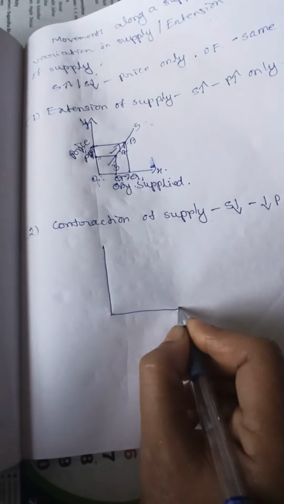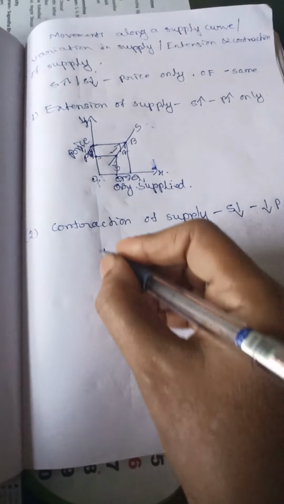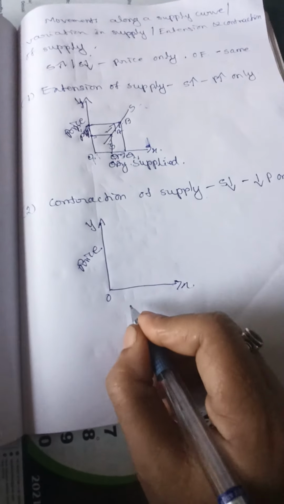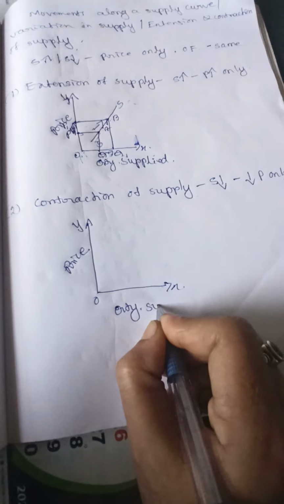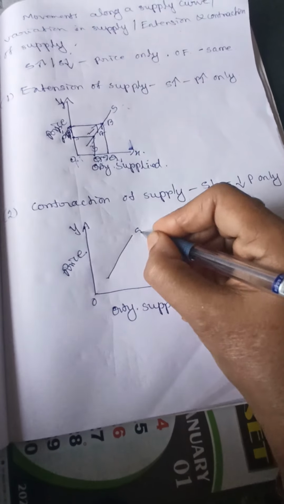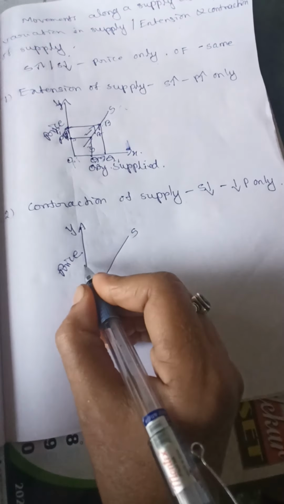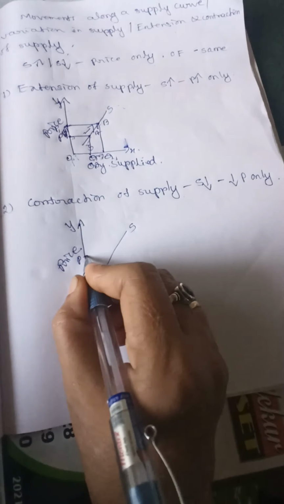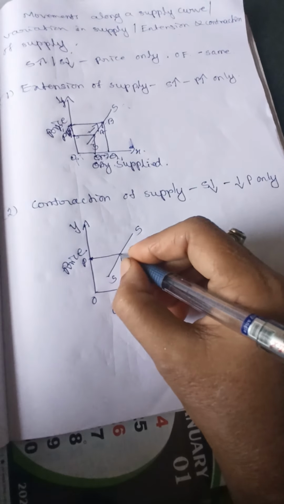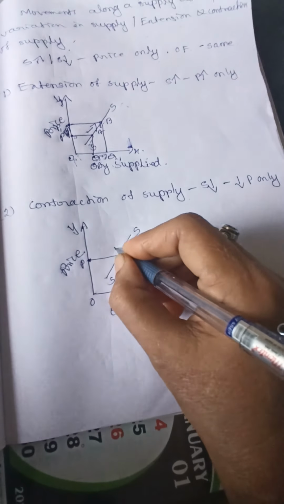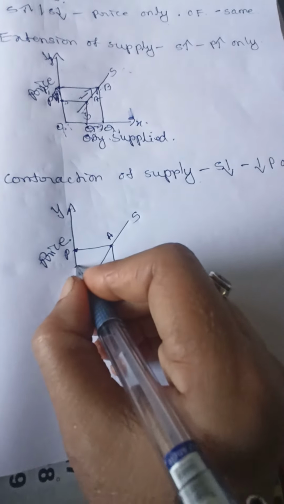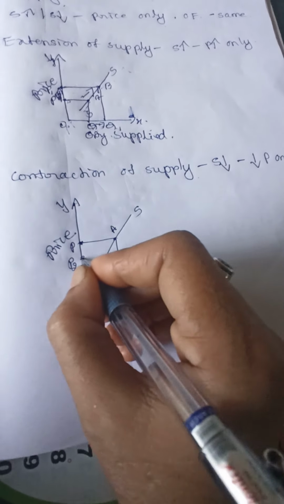First you have to mark the axis and label it. This is the price and this is quantity supplied. Then you have to draw the supply curve. Now take the price OP. What is the quantity supplied? That is where it touches, mark it as A. This point is A. Now there is a fall in the price of the product from OP to OP2.